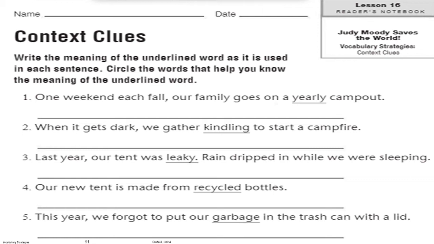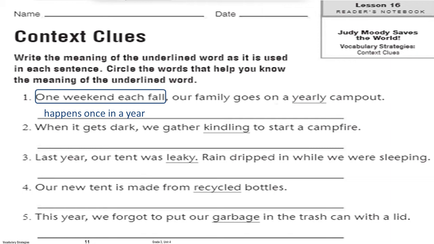All right, so each fall and just 1 weekend each fall. Sounds like this is where my context clue is. And then yearly, because this is something about the time frame. 1 weekend each fall and then yearly. That means it happens once in a year, right? And we know that fall comes once. This is one of the seasons. So one fall, 1 year, and 1 weekend means it happens once in a year that the family goes for a camp out. Perfect. You see how context clues are used?